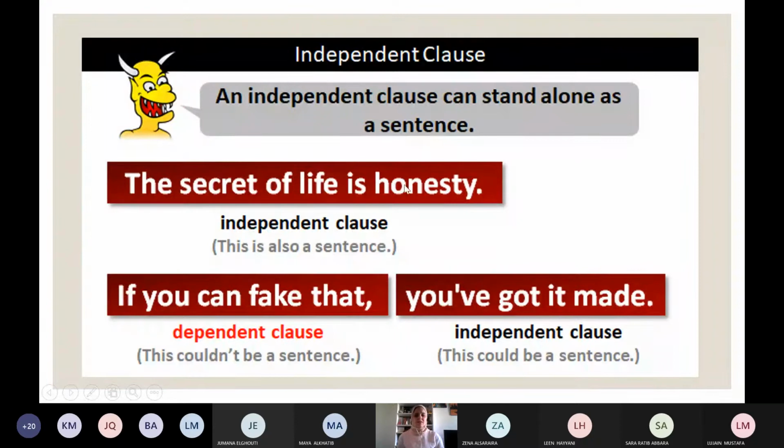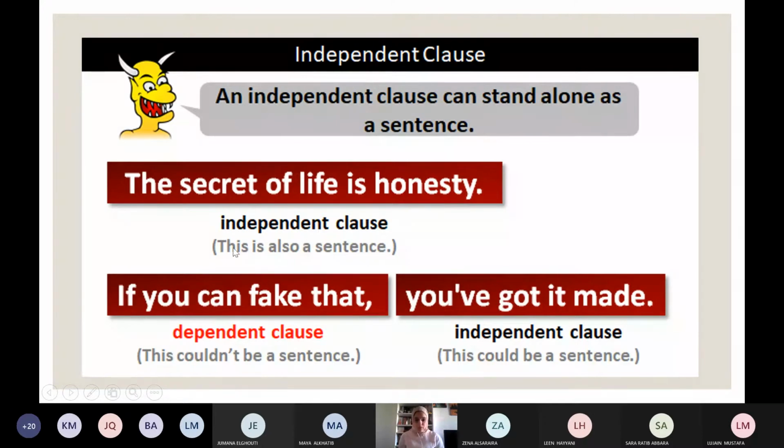The secret of life is honesty, independent clause. If you can fake that, you've got it made. The secret, subject, of life, prepositional phrase, is verb, honesty is predicate nominative. It is independent clause. If I look here, I have 2 sentences. You've got it made, independent clause. If you can fake that, dependent clause.